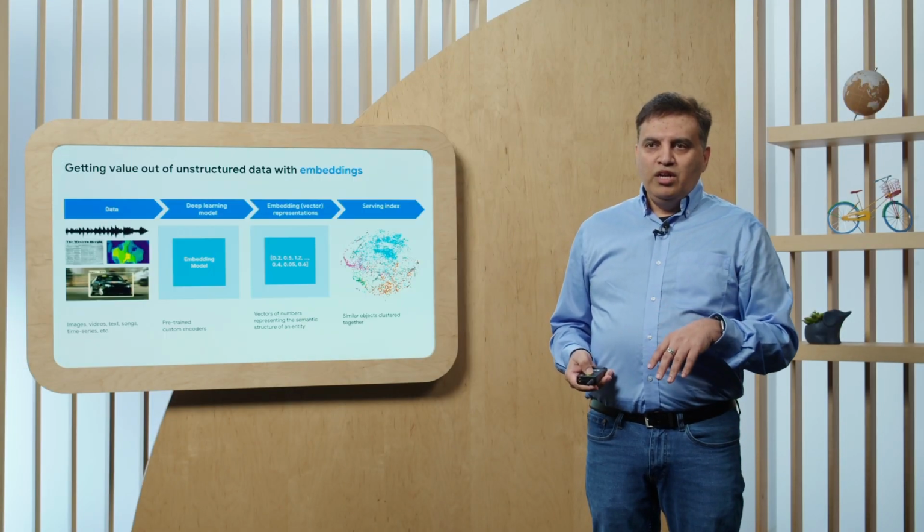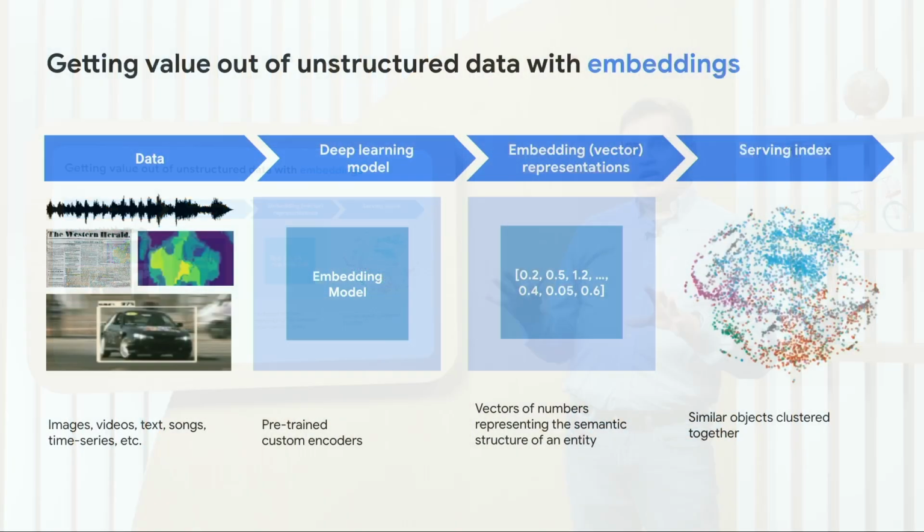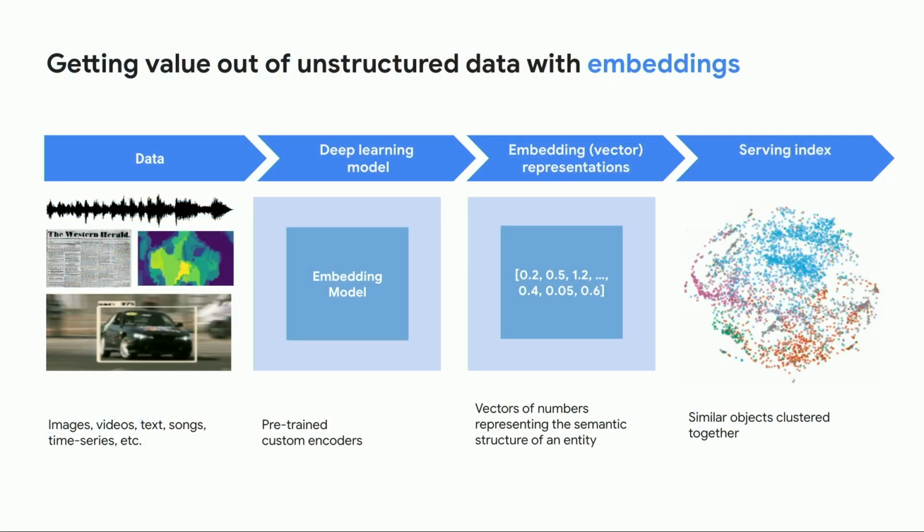You probably may know about it, but I just want to level set and give some background on what is an embedding and what is a vector. Let's say you have a lot of images, videos, text, and other unstructured data. There are a bunch of deep learning models with custom encoders. You pass them information, and they come out with vector information. The vector is nothing but a sequence of numbers representing a semantic meaning for any entity. Then you create an index on top of it. It's all clustered together, and that's where you can do the semantic search, the similarity search.